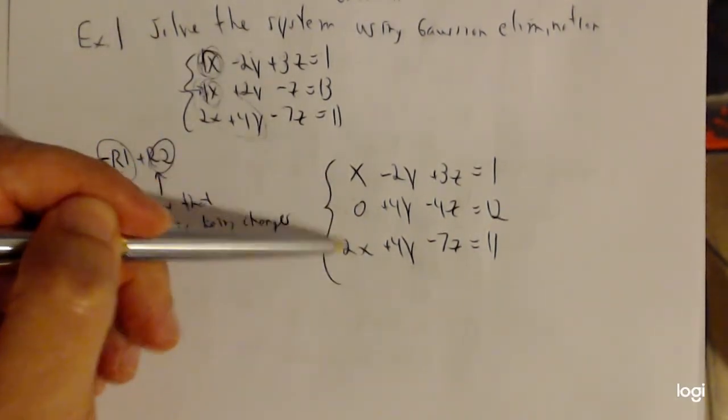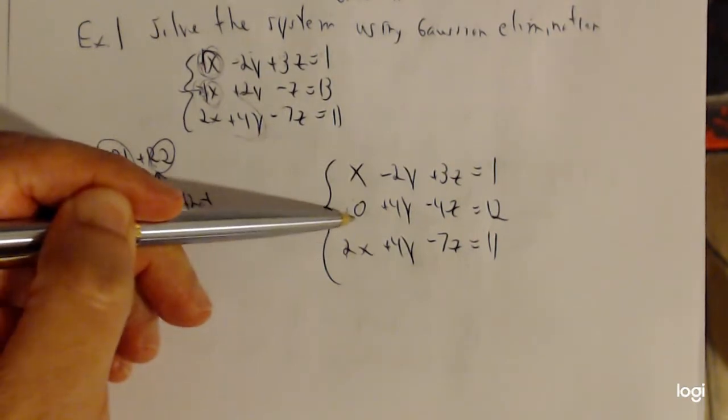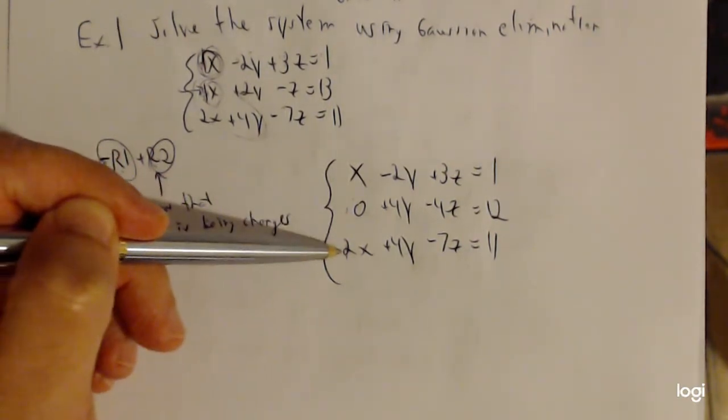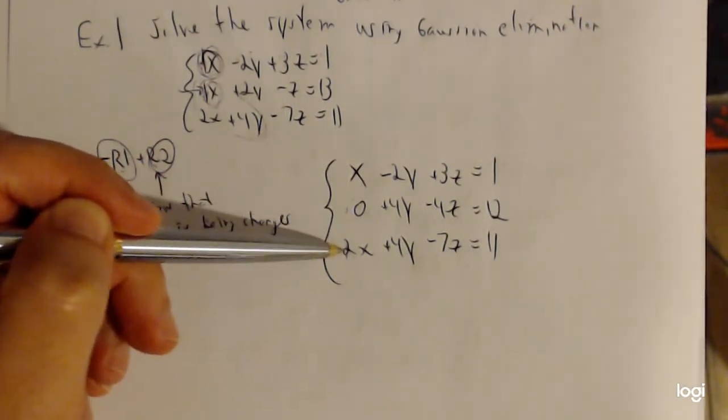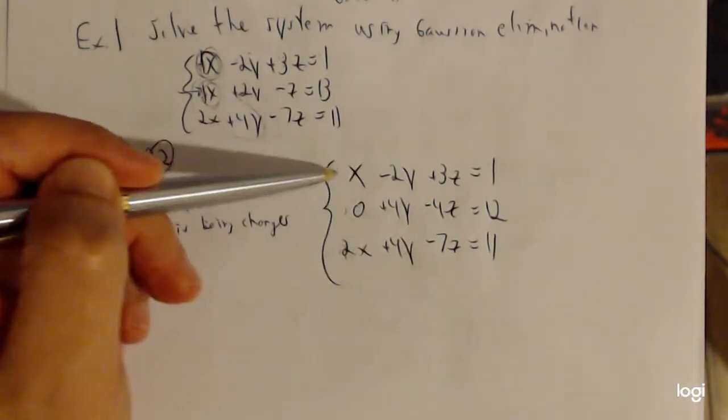To turn these two into zeros first. So that's become a 0. Now I need to turn this into a 0. Now what do you notice? The only row I could use to turn this into a 0 has to be the first row.